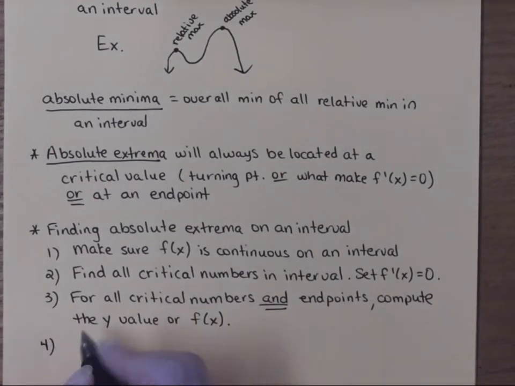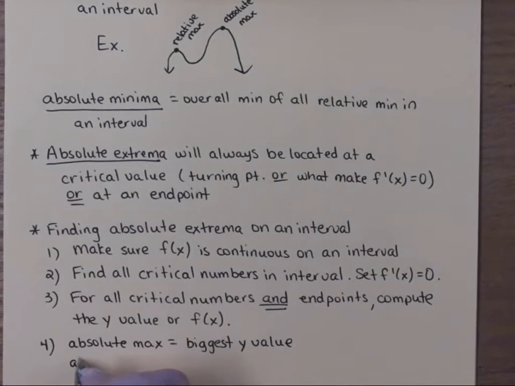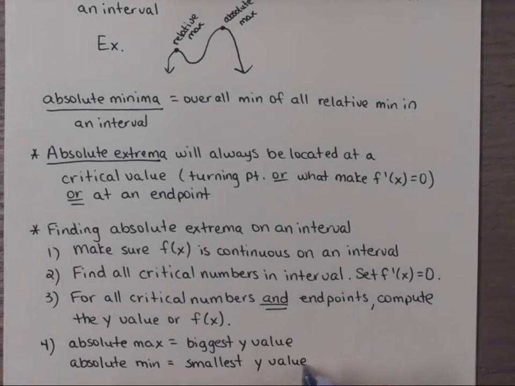And then quite simply, the absolute max will be the largest of those, and the absolute min will be the smallest of those. So the absolute max is the biggest y value, and the absolute min is the smallest y value. So this method just gives you a smaller list to check. You don't have to try to figure out, did I come up with all the possibilities for the high and the low? The only possibilities for the absolute max or min could be a turning point or an endpoint.